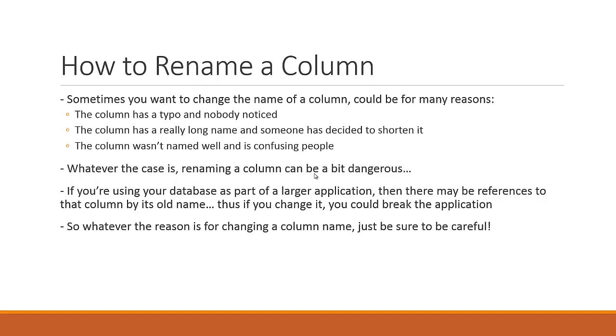So we have a column that has a typo in it, and there are programmers out there that have put code into this application that refer to this column with its typoed version of its name. So if you change the name to get rid of the typo, you could actually break the application, because now the application is going in and looking for this column with a typo in it, but it can't find it because we renamed the column. So it's a little bit dangerous, and God only knows what that'll break inside of the application, but you always have to be careful. Whatever the reason is for you needing to change the column name, just be careful.